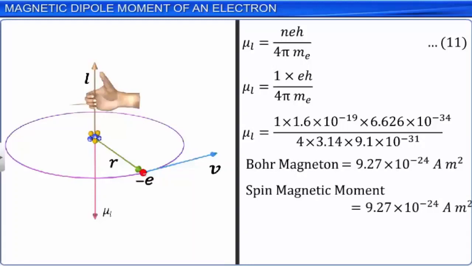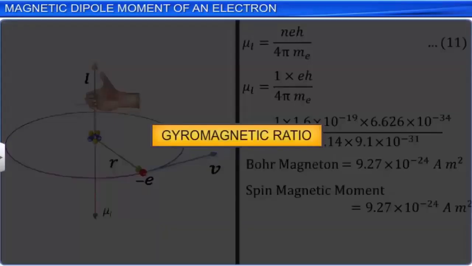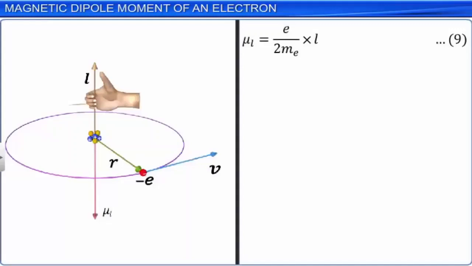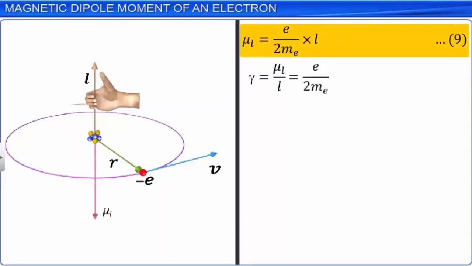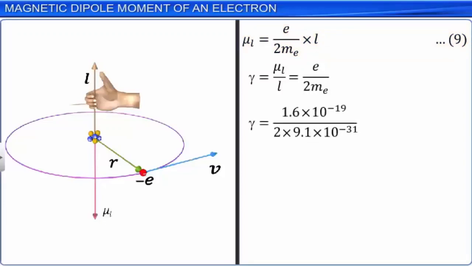Now let us discuss the gyromagnetic ratio. The ratio of the magnetic moment to the angular momentum is called the gyromagnetic ratio. It is denoted by gamma. That is, gamma is equal to mu L by L. On substituting the value of mu L from equation 9 and simplifying, we get gamma is equal to e by 2me. On substituting the values of charge and mass of the electron and simplifying, we get the gyromagnetic ratio of an electron as 8.8 into 10 power 10 coulomb per kilogram.